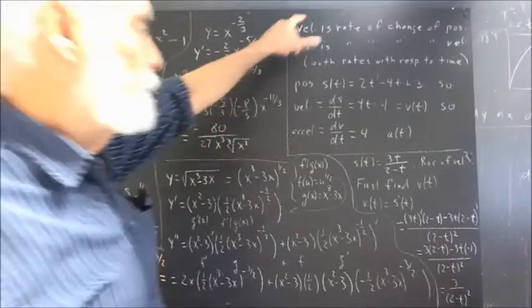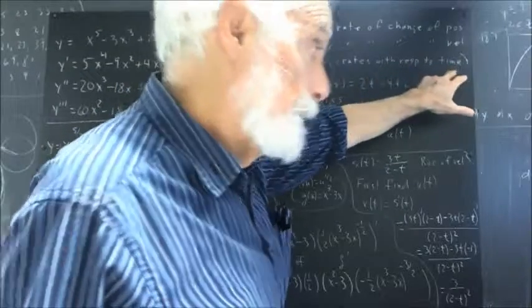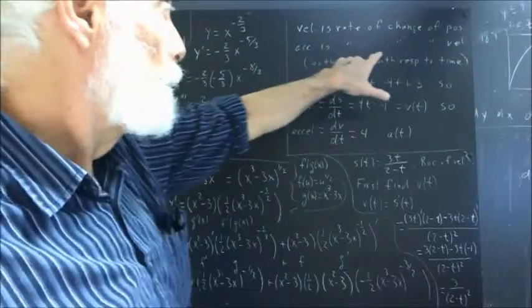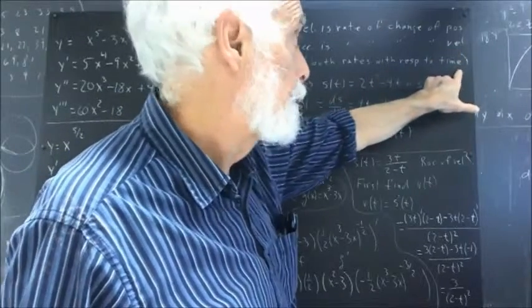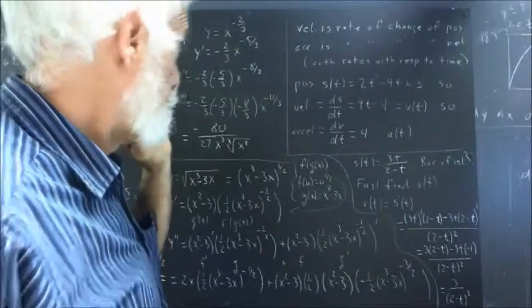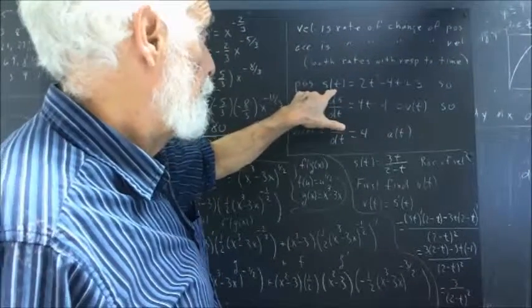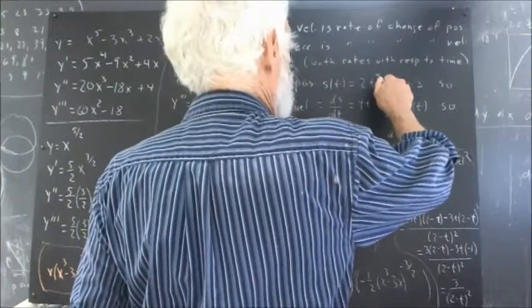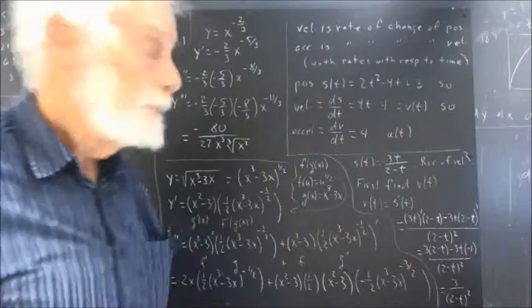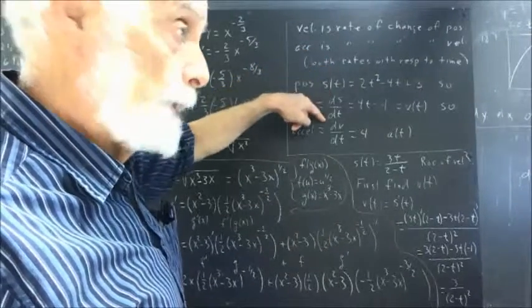Okay, velocity is rate of change of position with respect to clock time. Acceleration is rate of change of velocity with respect to clock time. So, if we have a position function, as we do in the problem, s of t equals 2t squared minus 4t plus 3, then to find the velocity function, we take the derivative of the position function. Now I'll use the ds dt notation.